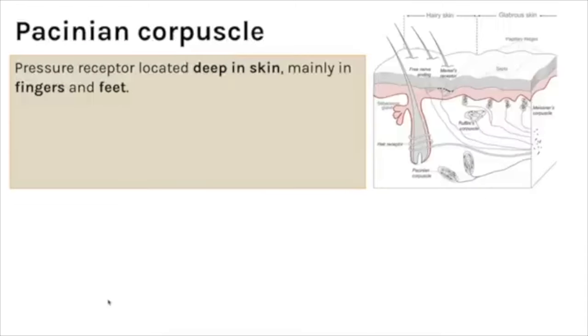So if we start with the Pacinian corpuscles, these detect changes in pressure, so they're pressure receptors, and you mainly find them deep in the skin of your fingers and feet. And this is what we're seeing here. This is a cross section through your skin, and the Pacinian corpuscles are about the same level, slightly lower than your hair follicles.